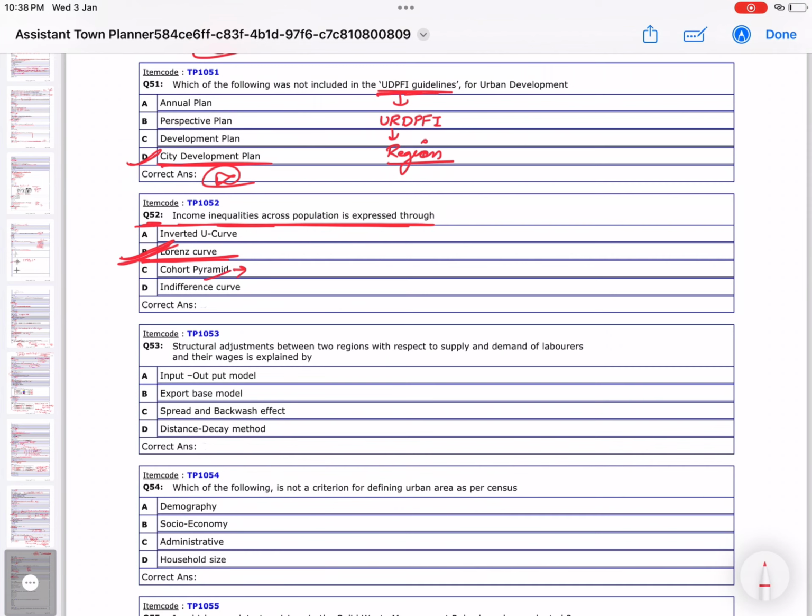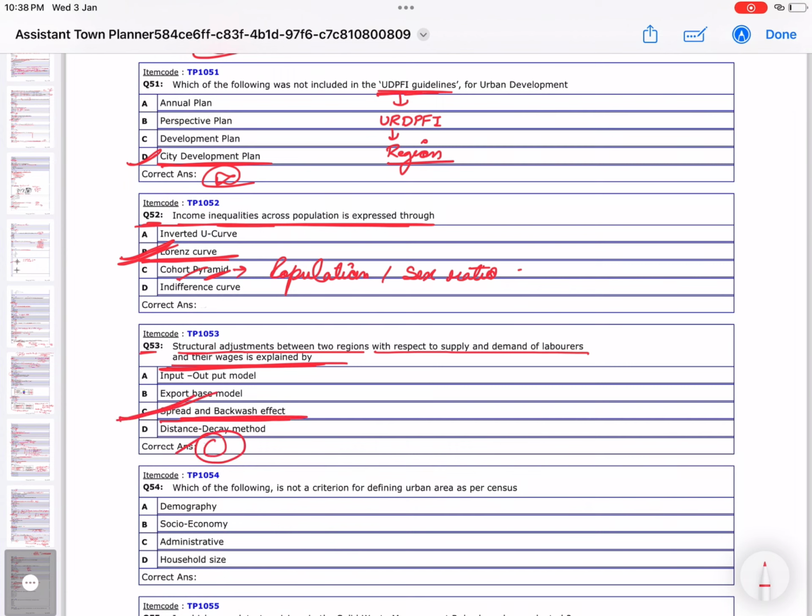Population pyramid gives the population and sex ratio. Question number 53. Structural adjustment between two regions with respect to supply and demand of labor and their wages is explained by spread and backwash effect.